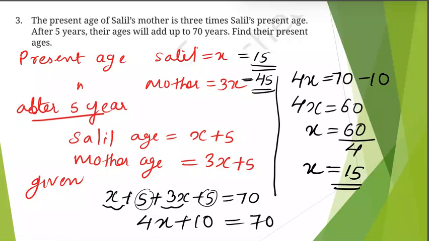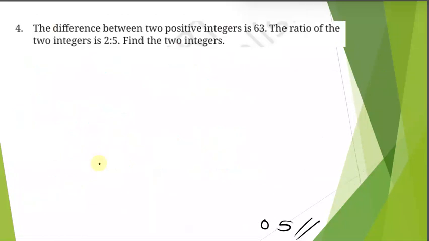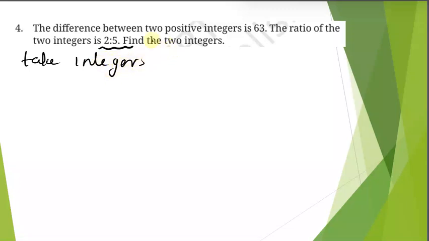Now we will move to the fourth question. Given that the difference between two positive integers is 63. The ratio of the integers is 2:5. You have to find the two integers. So what you have to do? You have to take the integers in the ratio 2:5. Since the ratio is given as 2:5, you can take the integers as 2x and 5x.